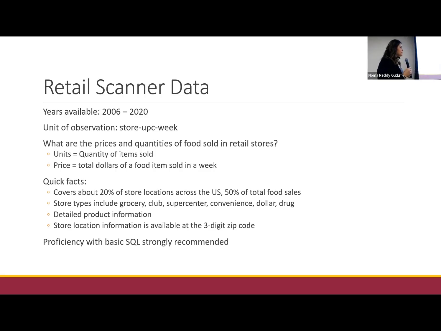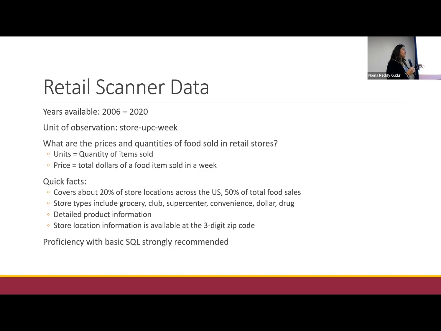Like I said before, we've got some detailed product information, which I'll show in a moment. Another important point about Nielsen's data is that the store location information is only available at the 3-digit zip code. If anyone is interested in partnering with the USDA, the store level data is down to the latitude, longitude. So for some research questions, that distinction is very important. For some other research questions, it might not be as important, because the spatial aggregation might matter.